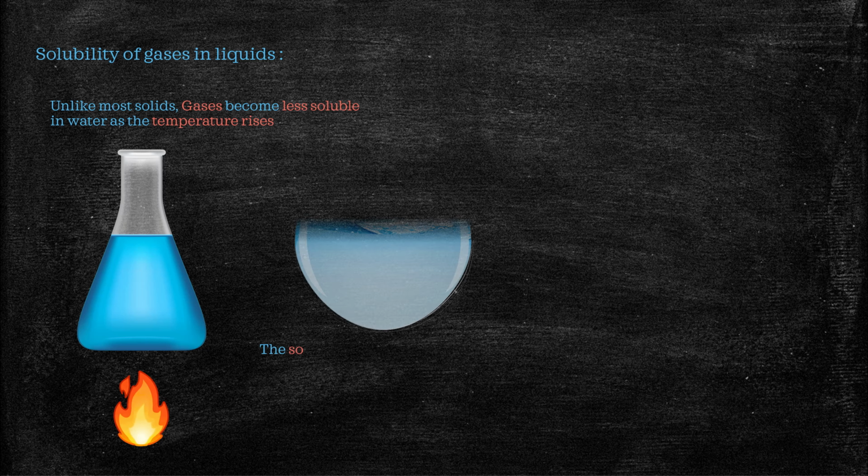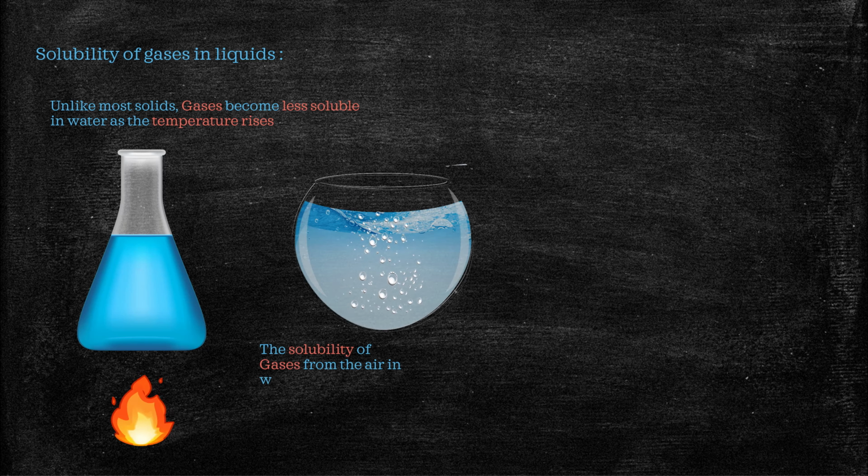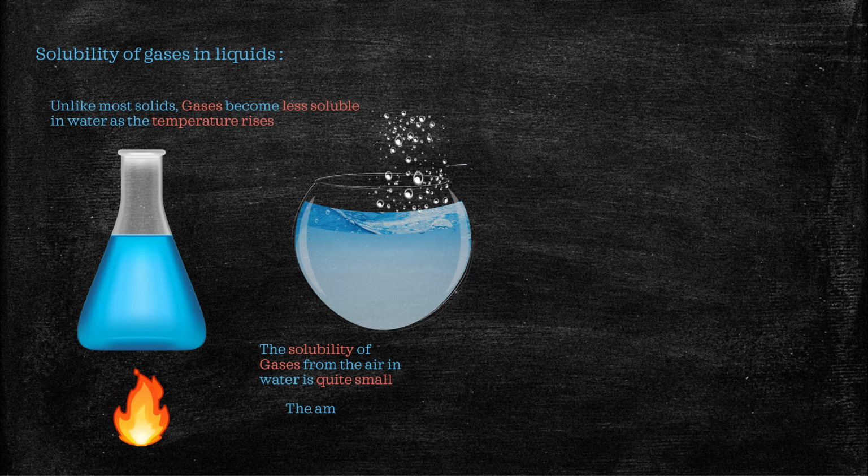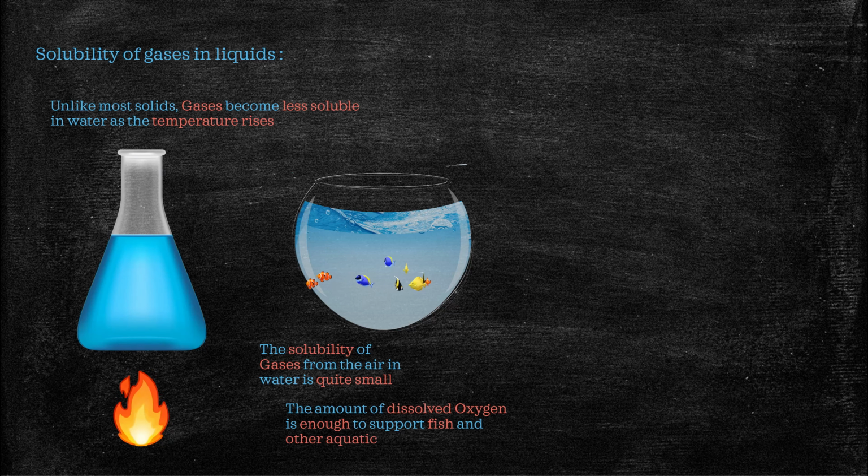Unlike most solids, gases become less soluble in water as the temperature rises. The solubility of gases from the air in water is quite small, but the amount of dissolved oxygen is enough to support fish and other aquatic life in the sea. The solubility of gases increases with increasing pressure.